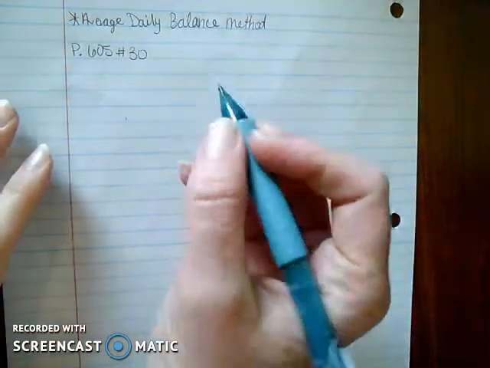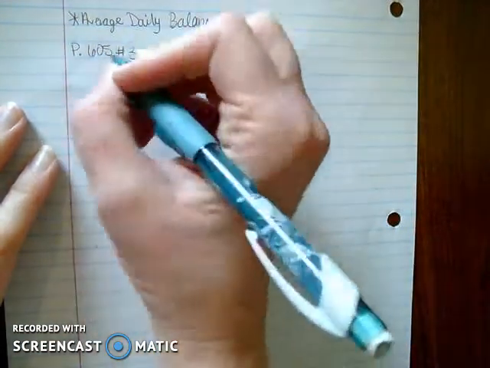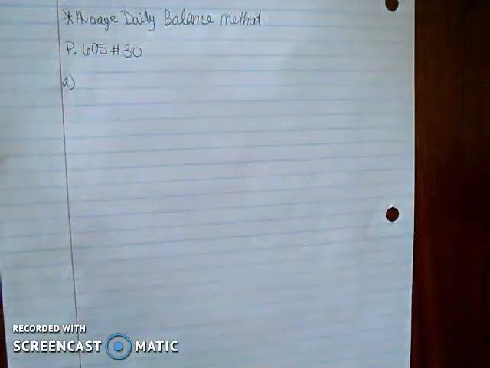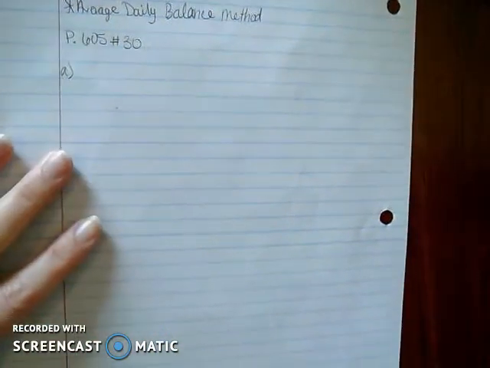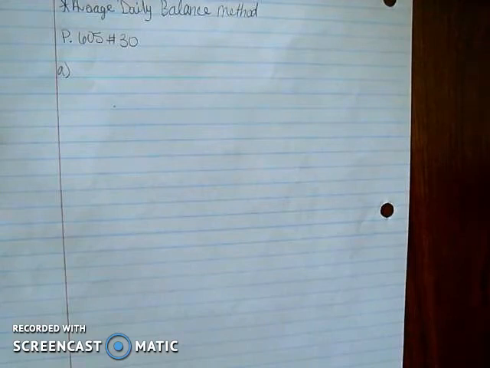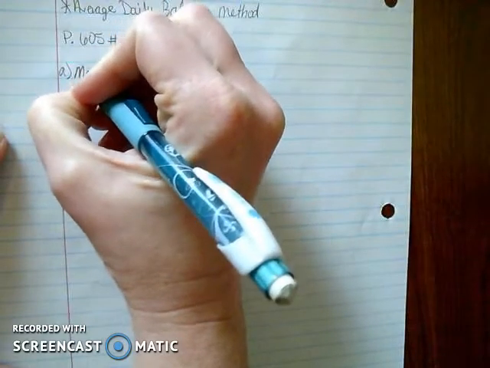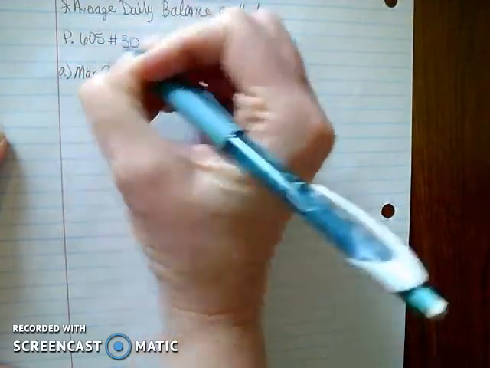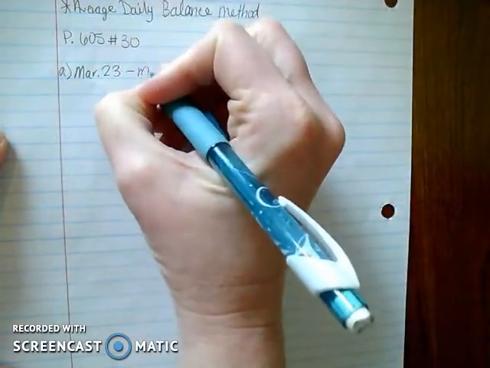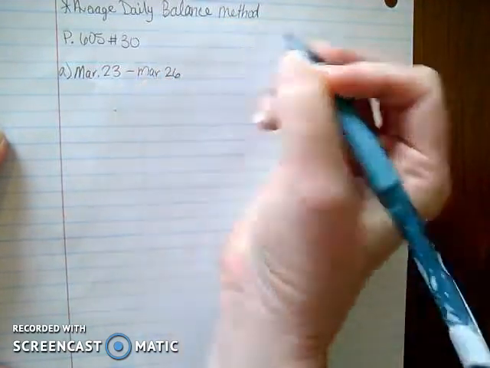So we're going to do number 30 on page 605. So the first thing it asks us to do is to find the average daily balance. So again, your balance on one day is going to be more than the next, and then 5 days later it's going to change, so on and so forth. So we're finding the average daily balance. So here's how it works. We're starting on March 23rd, and we go to March 26th because their first transaction happens on March 26th.